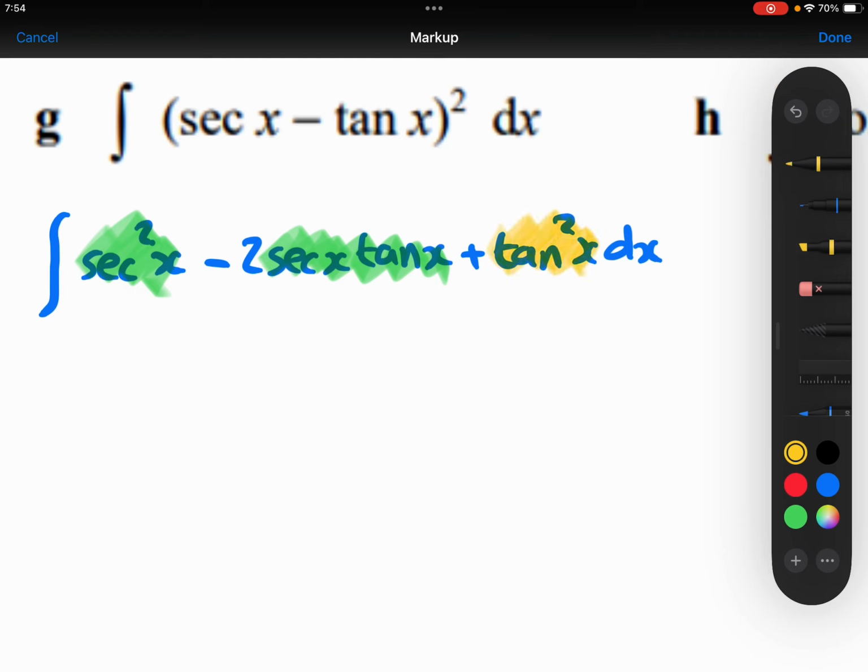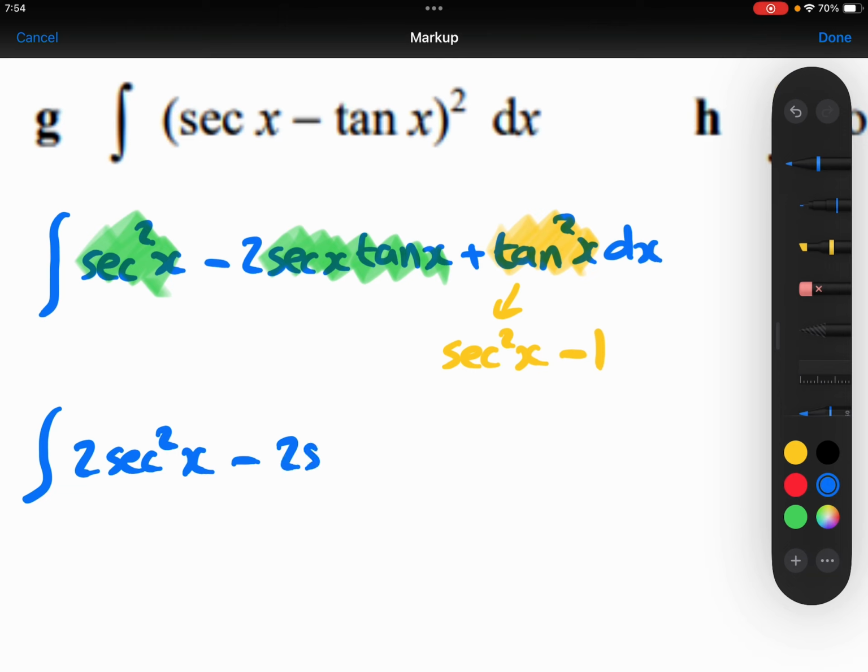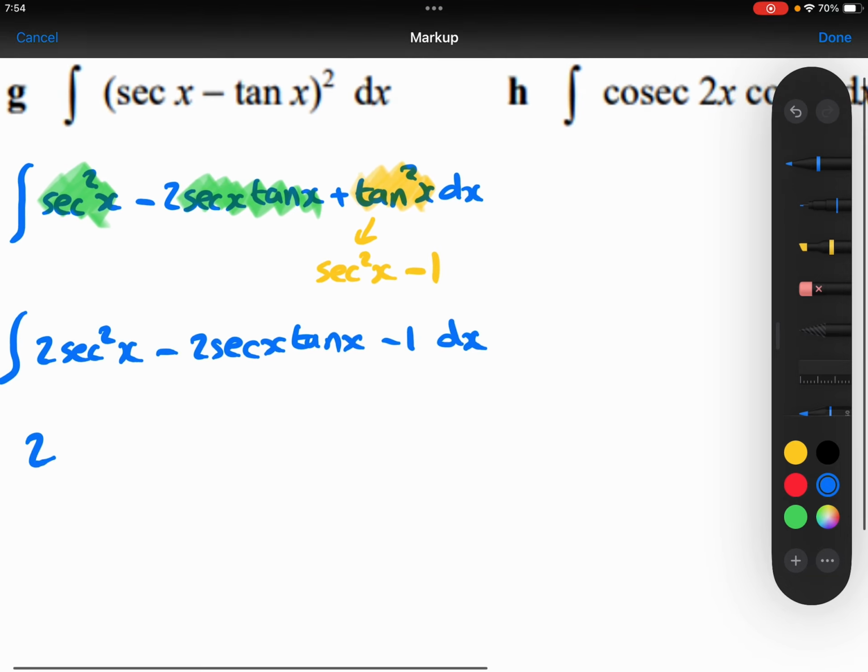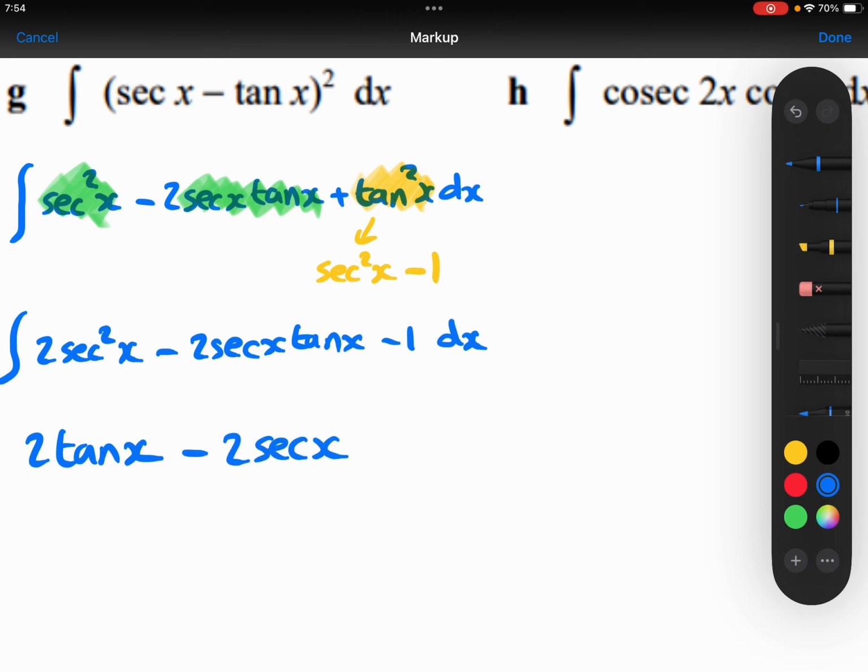But that's okay, because we know that tan squared is equal to sec squared x minus 1. So we're actually going to have 2 sec squared x's to integrate, and the minus 1. All of these terms integrate easily now then. The sec squared will integrate to be tan. The sec x tan x is going to integrate just to be sec x. Look at the formula sheet for that one. And the minus 1 will integrate to be minus x. And there we go.